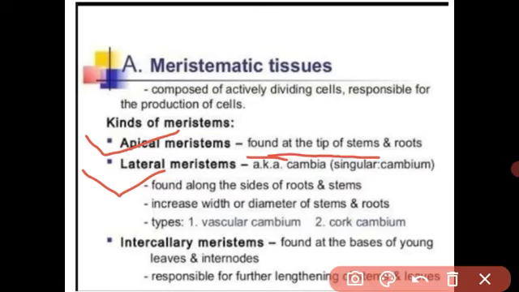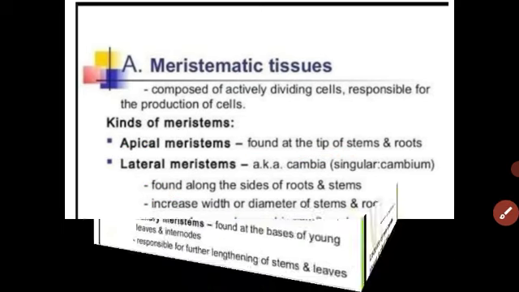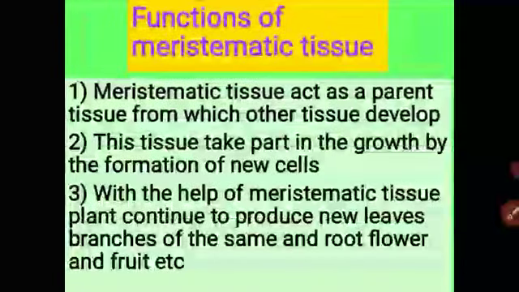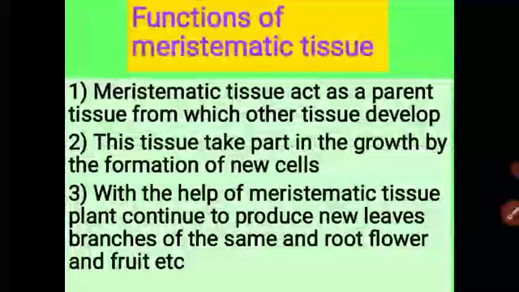Lateral meristematic tissue is found at the sides of roots and stem, and due to it the width and diameter of the stem and root increase. Intercalary meristematic tissue is found at the base of young leaves and at the internodes, and it is responsible for further lengthening of the leaves and branches. Got it? What is meant by meristematic tissue? Meristematic tissue, keep it in your mind, is the dividing tissue, and this tissue leads the growth of the plant.